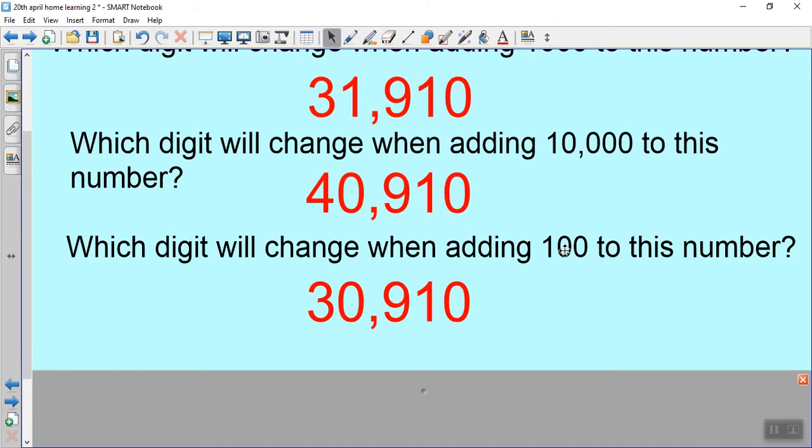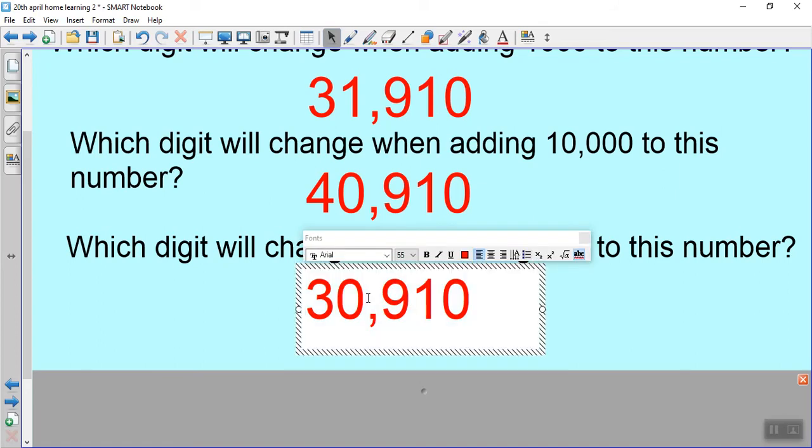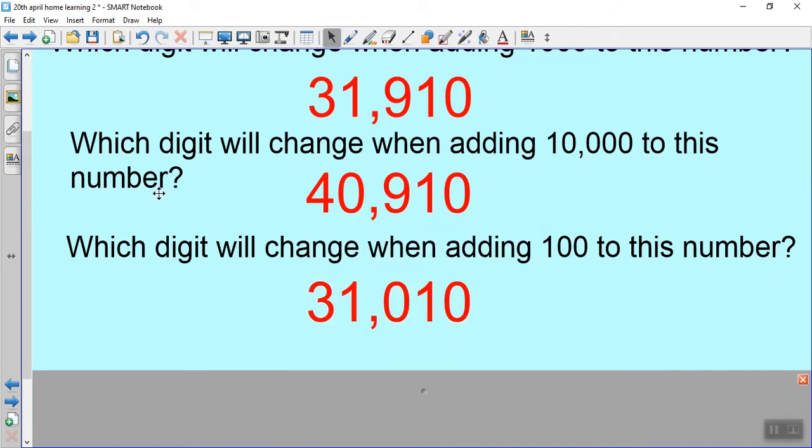And this one, if I add 100 to the number, which digit will change? Where's my hundreds column? It's here, isn't it? But if I add 1 to 9, it's going to become 10 hundreds. Can't put 10 there, can I? What do I need to do? I need to carry the 1 over here and put this as a 0. So 9 hundreds add 100s is 10 hundreds, which is the same as 1,000. So I've got to put a 1 up here and turn that into a 0. So it's 31,010.